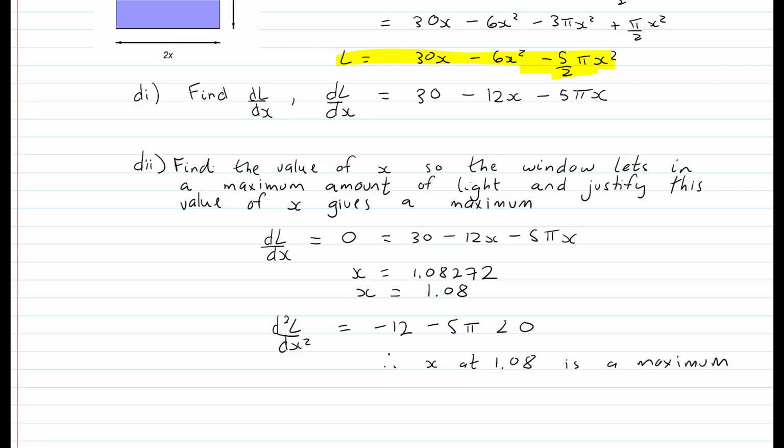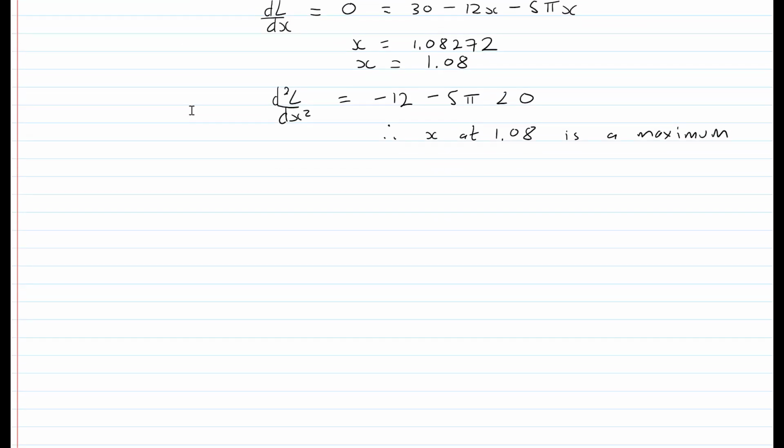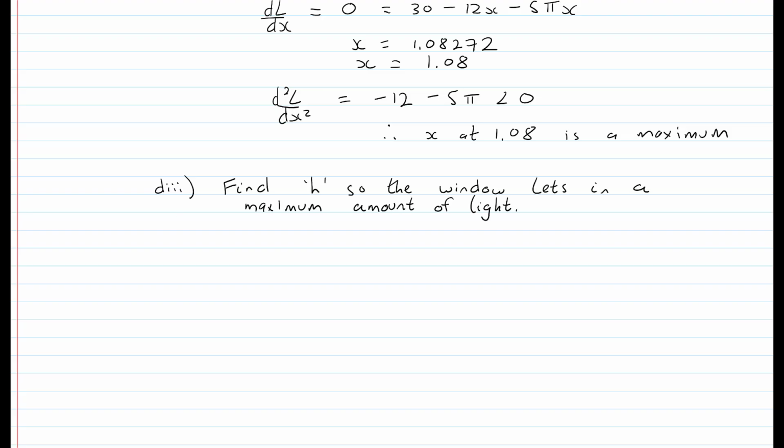And now for D part 3, we need to find the value of h so that the window lets in the maximum amount of light. Okay, so we'll just make a note of that. Okay, so we'd already found h in terms of x before. So we had h was equal to 1/2 (10 minus 2x minus pi x). And so at the maximum, that's when x is 1.08 and so on, we can find h at that value of x.